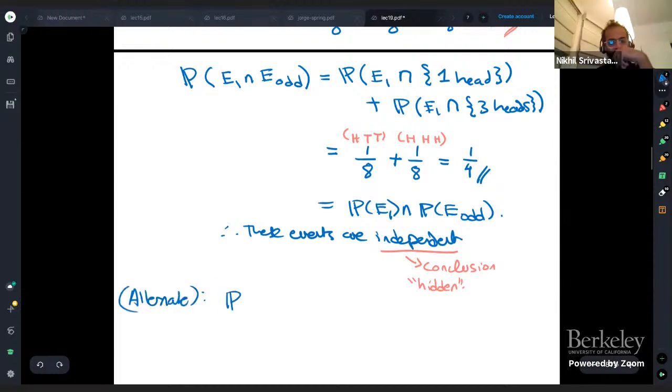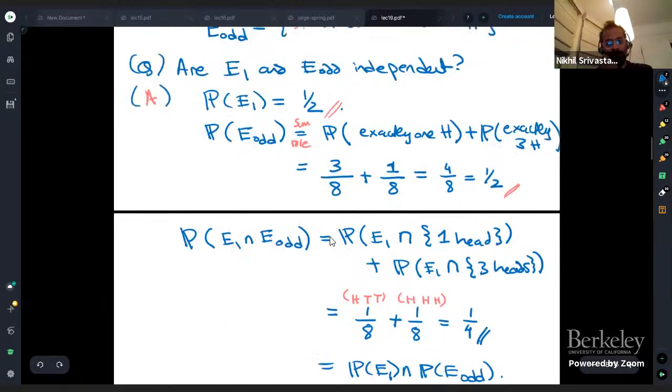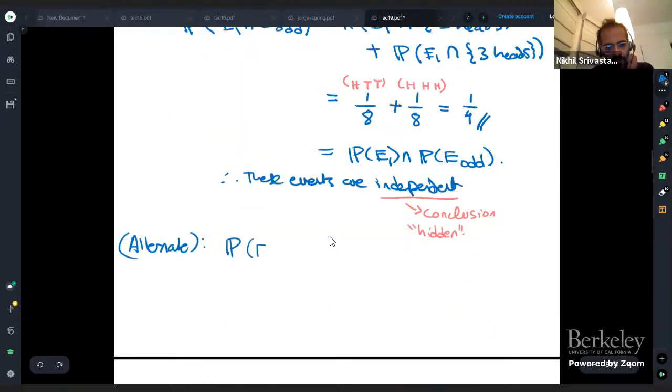The alternate way is, well, we computed P of E odd. Let's compute P of E odd given E1. So there are a couple of ways to go about this. One is you could use the definition of conditional independence, which I advise you to do at this stage since it's a new concept. Or you could use the conceptual meaning of conditional independence.